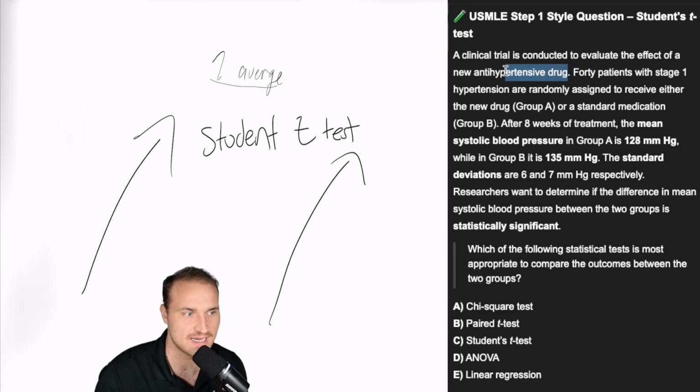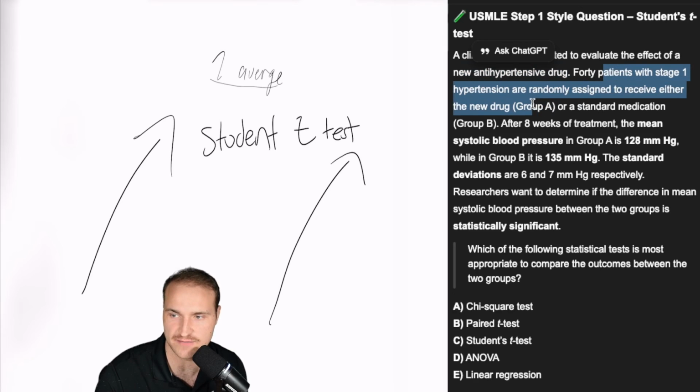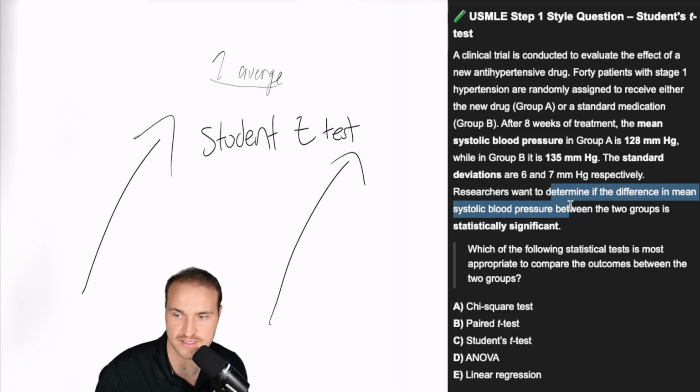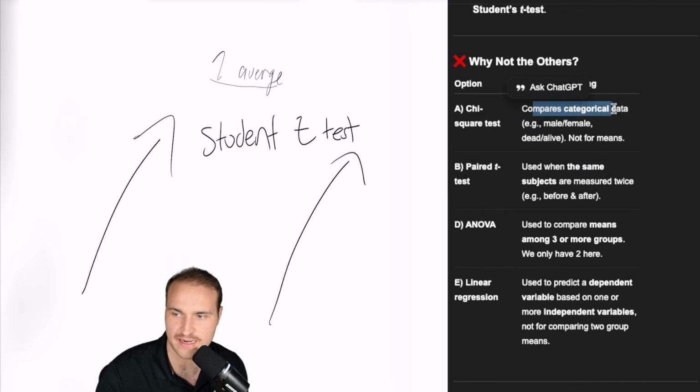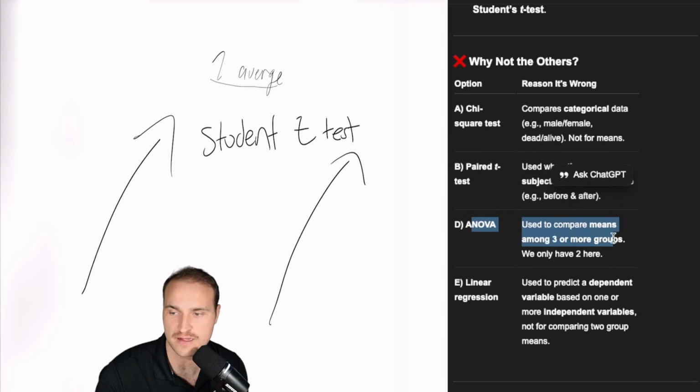We're evaluating the anti-hypertensive drug utility. 40 patients in stage 1 hypertension are randomly assigned to receive either the new drug or a different one. 8 weeks later, we get the means, and we want to determine if there's a difference in the means. What are you going to do? Student t-test. It's how you compare the means of two things. Unpaired student t. Chi-squared, categorical data, male, female, dead, alive. Paired is when the same subjects are measured twice, before and after. ANOVA is for 3 or more, and linear regression predicts the dependent variable based on a couple independent variables.